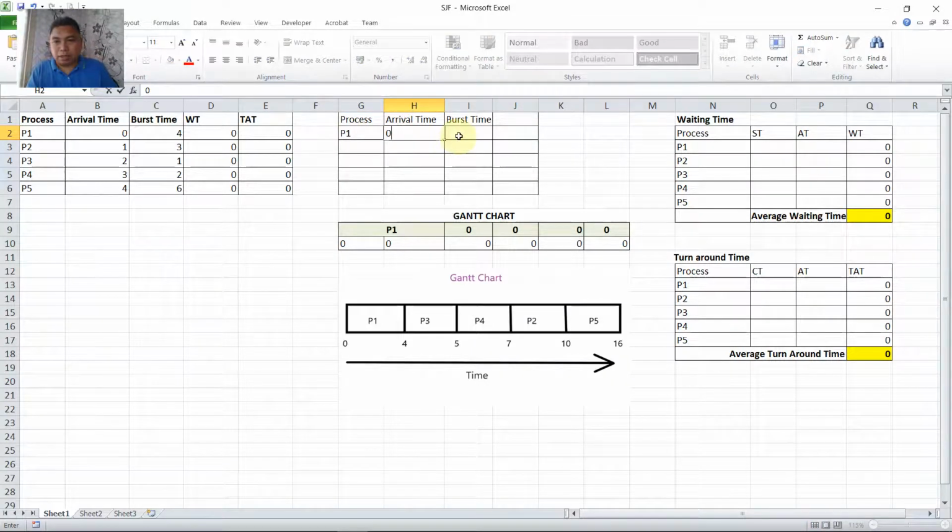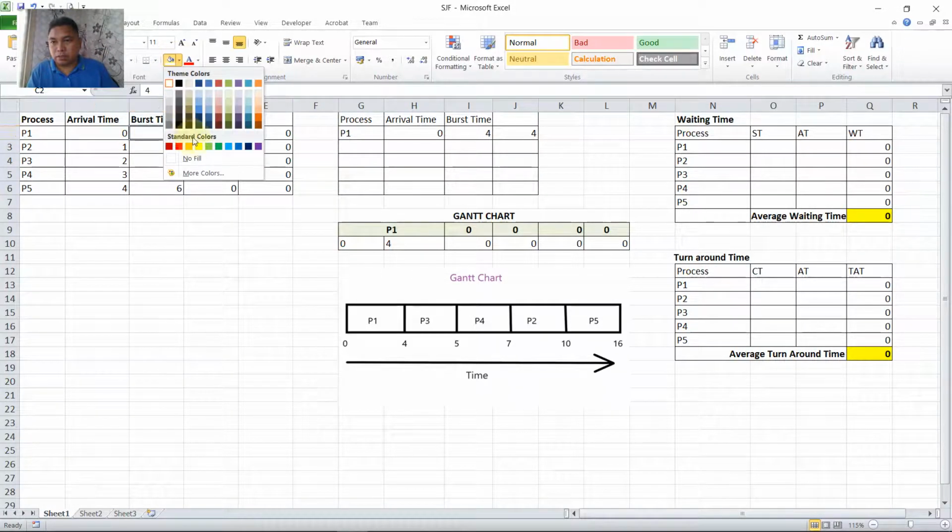Then the burst time is 4. Okay, we will put temporary for this one. Next, we'll mark as done using this one.